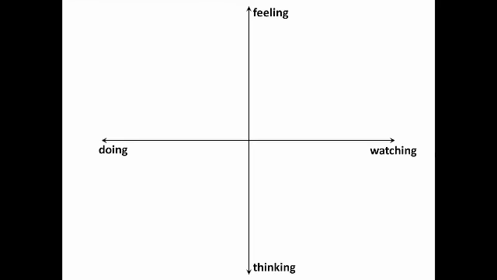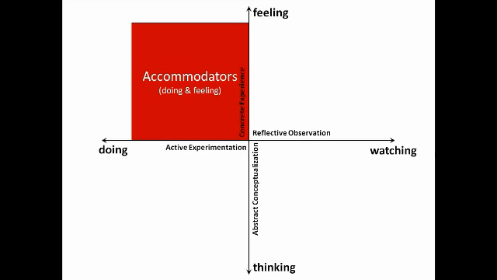I'd like to talk about some research that Professor Kolb did in the 1970s. He plotted on the x-axis doing and watching, and he called them active experimentation and reflective observation. And then on the y-axis, he plotted feeling against thinking, and he called these concrete experience and abstract conceptualization. And then he said that some people learn by doing and feeling, and he called these people accommodators and plotted them in the top left corner.